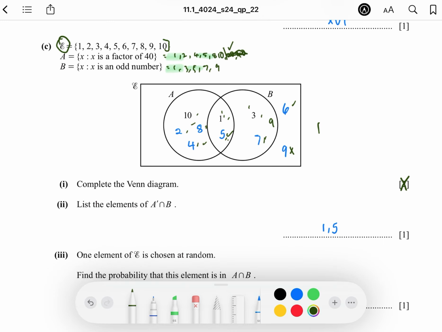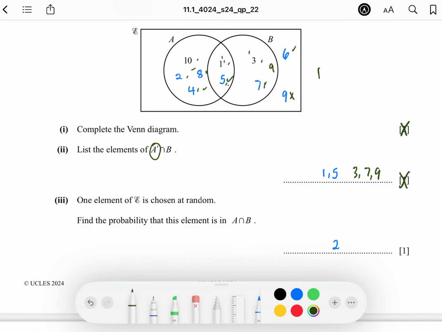So A complement intersect B. That means it shouldn't contain any elements from A. That means this is wrong because 1 and 5 are in A. So that means the answer is 3, 7, 9.